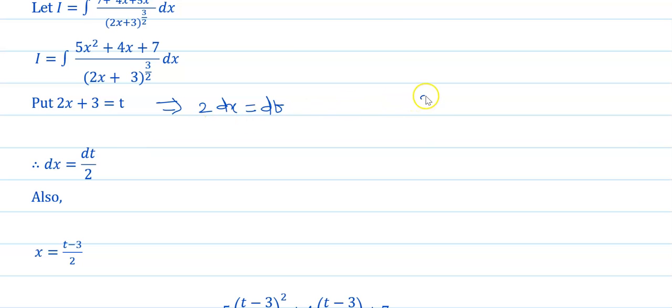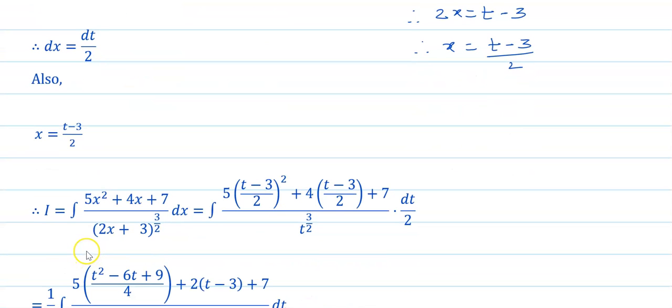Here 2x plus 3 is equal to t, and therefore 2x is equal to t minus 3, and hence x is equal to (t minus 3) upon 2. This is the value of x, (t minus 3) upon 2.